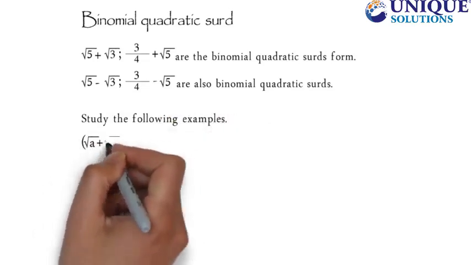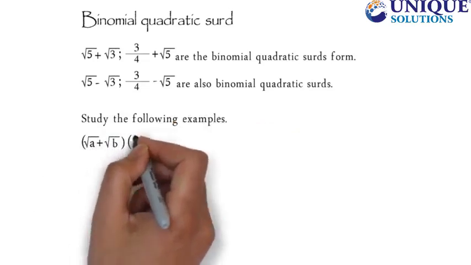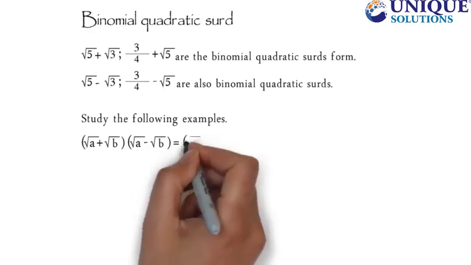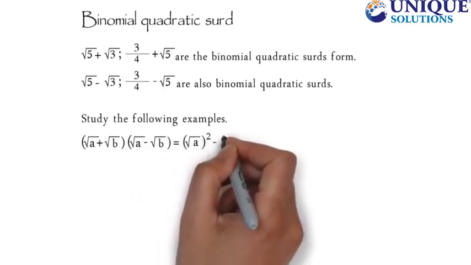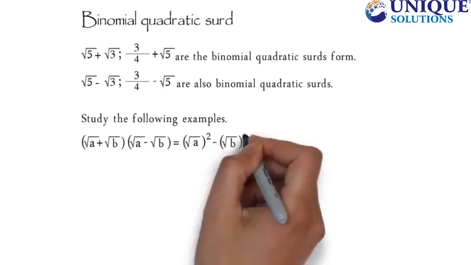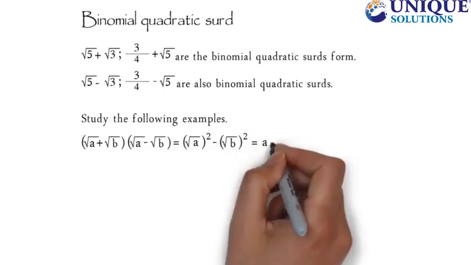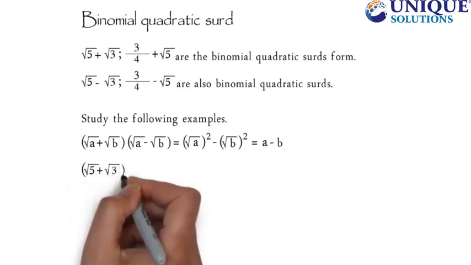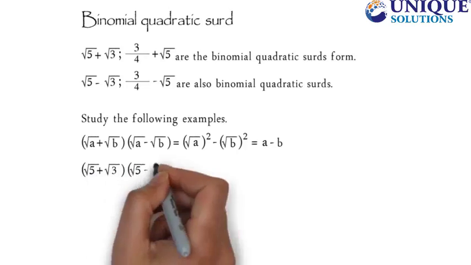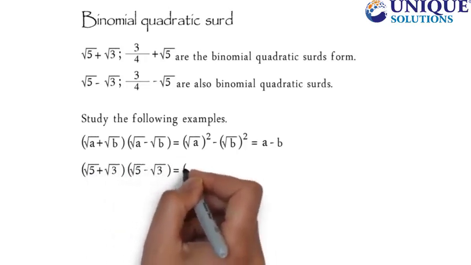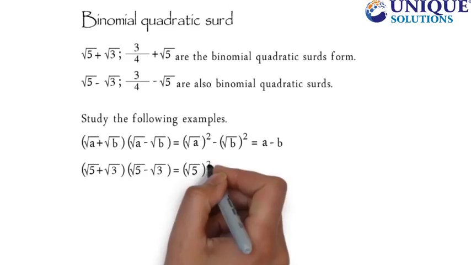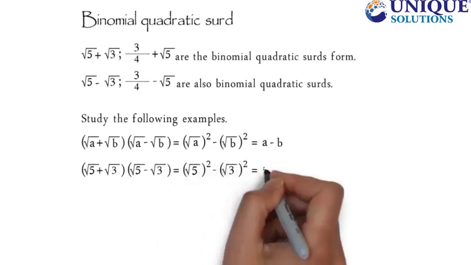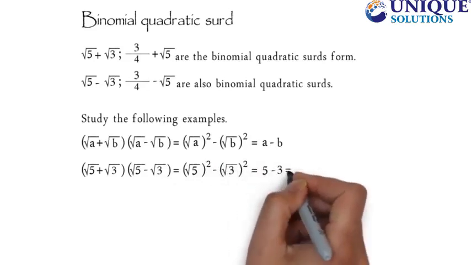Square root of a plus square root of b, multiplied by square root of a minus square root of b, is equal to square root of a the whole square minus square root of b the whole square, which is equal to a minus b. Square root of 5 plus square root of 3, multiplied by square root of 5 minus square root of 3, is equal to square root of 5 the whole square minus square root of 3 the whole square, which is equal to 5 minus 3, which is equal to 2.